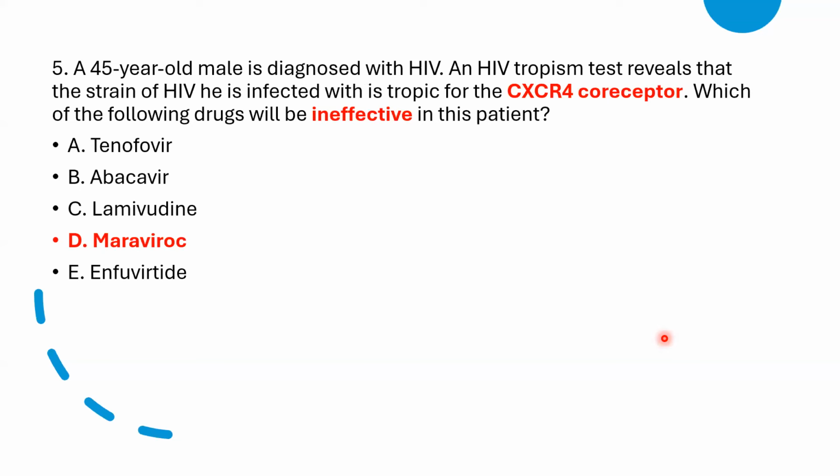Same thing here. These are all just variants of how this question can come for you guys. So they're telling you here that the HIV is tropic for CXCR4. So which drug would be useless or ineffective? The maraviroc. Why? Because this one targets CCR5.